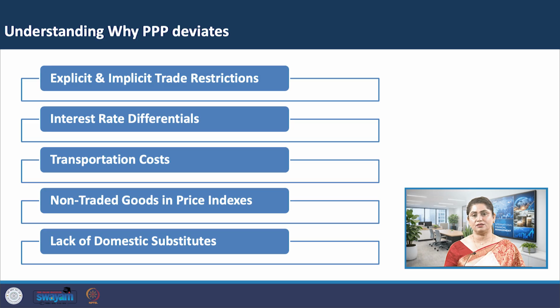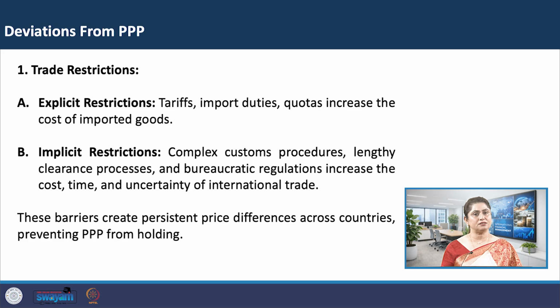Let us go through the key reasons one by one. The first category is explicit and implicit trade restrictions. Explicit restrictions are the visible, tangible barriers: import duties, tariffs, and quota restrictions. If India imposes a 30% import duty on a product from the USA, the price of that product in India will be 30% higher than in USA. And this price difference will persist even if you account for the exchange rate. The duty creates a permanent gap between the prices in the two countries, causing a deviation from PPP.